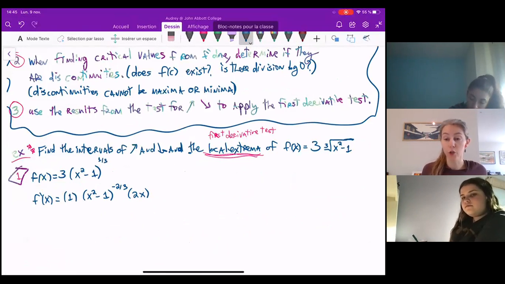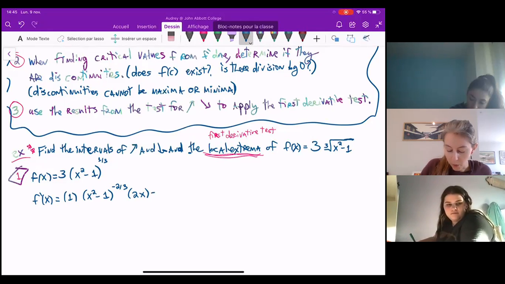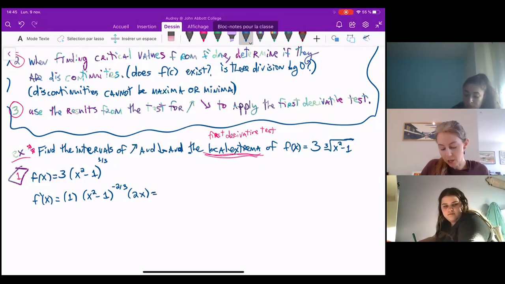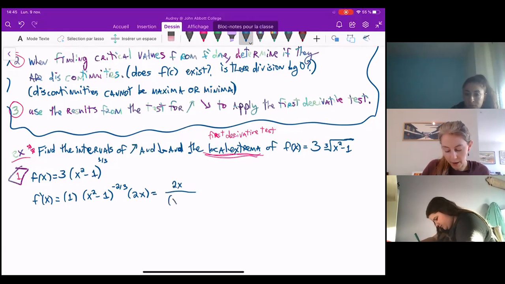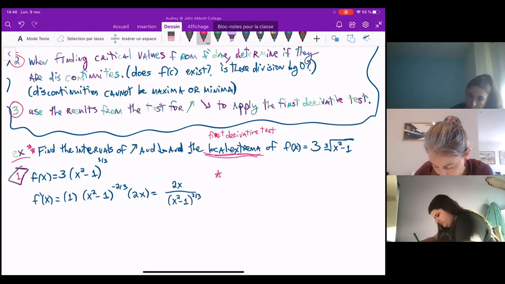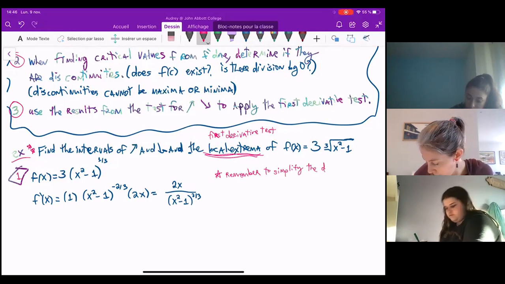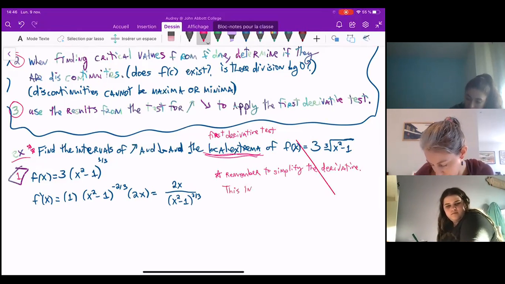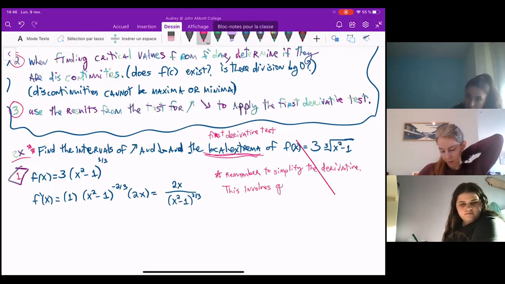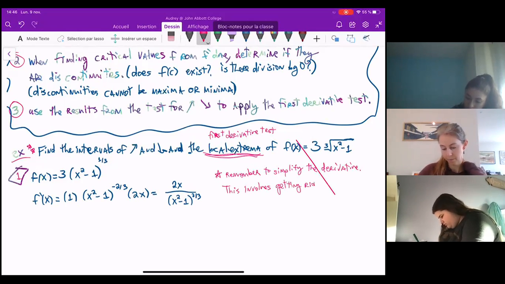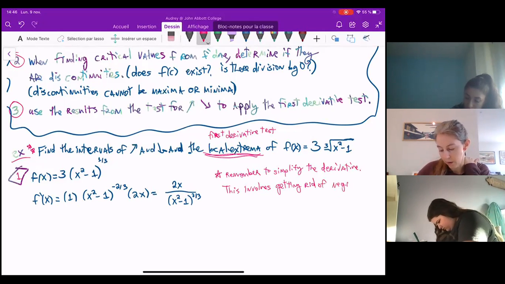Remember though, for the first derivative test, when we find our derivative, we want to simplify, and simplification involves getting rid of negative exponents. So remember to simplify the derivative. This involves getting rid of negative exponents.